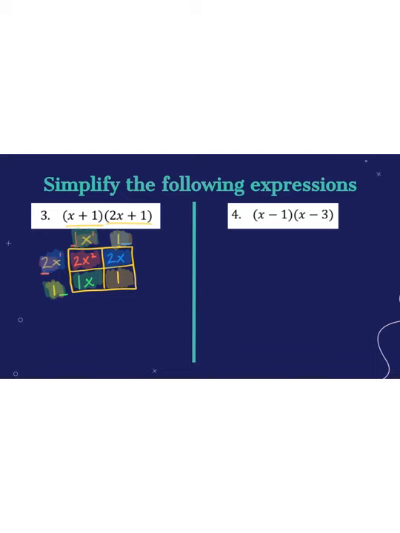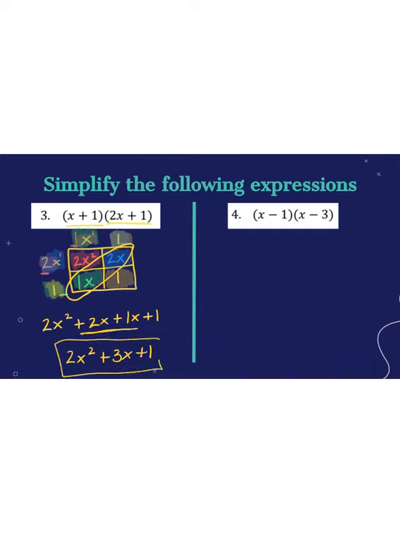Okay, now we have to write them in order from greatest exponent to least. So my greatest exponent, 2x squared, and then remember these two come next, plus 2x plus 1x, and then that last one plus 1. Okay, these two can be combined. So my 2x squared stays 2x squared. 2x plus 1x is a 3x plus 1. And that's all you need to do for that one. You can't simplify that anymore.